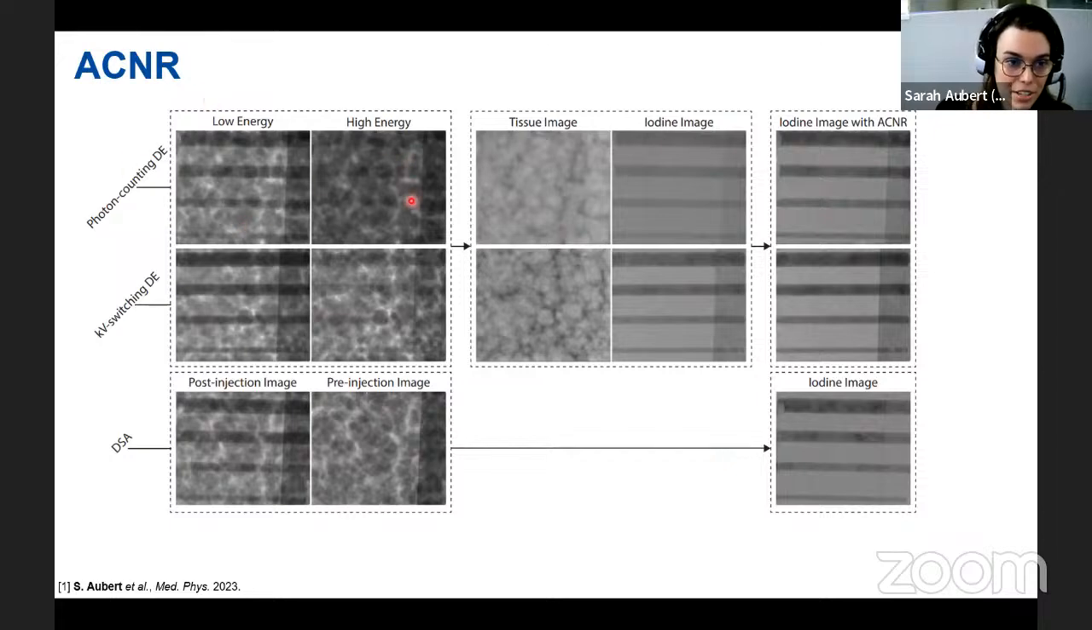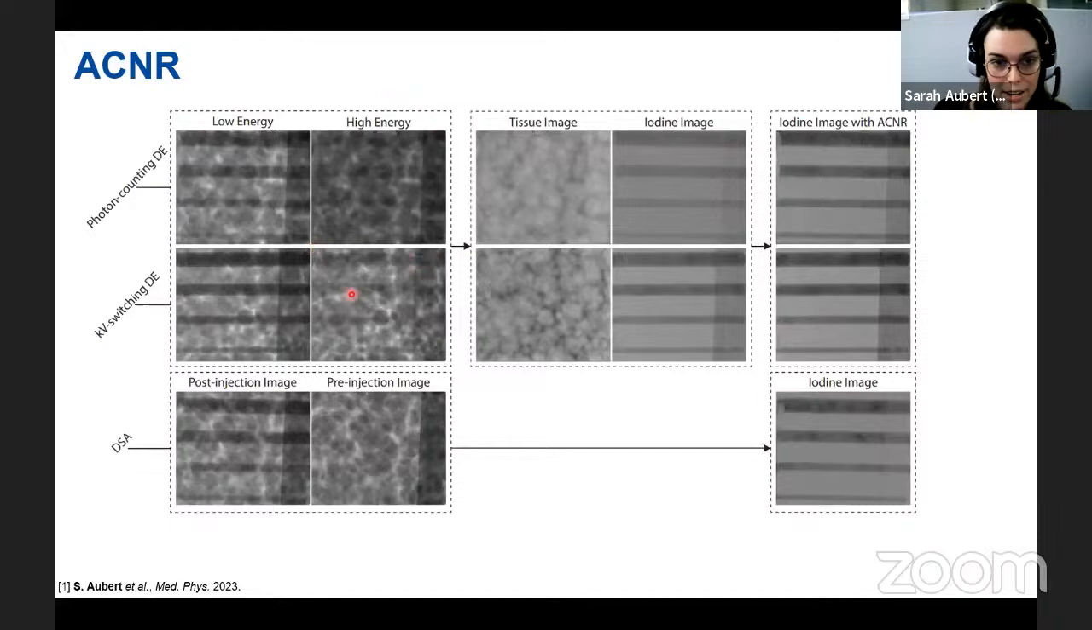So our first set of images here represent our low and our high energy image of our phantom. So in this example, these were acquired using a tube voltage of 150 kV, and the energy separating these is 81. So anything below 81 is here, above 81 is here. Similarly, we have our low energy KV switching image and our high energy KV switching image.